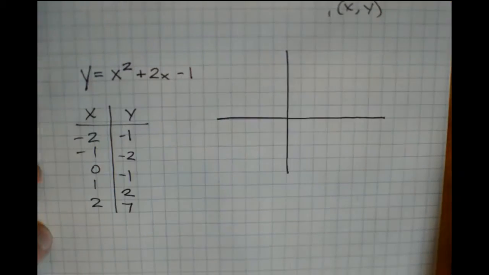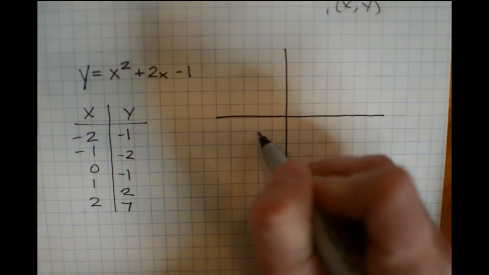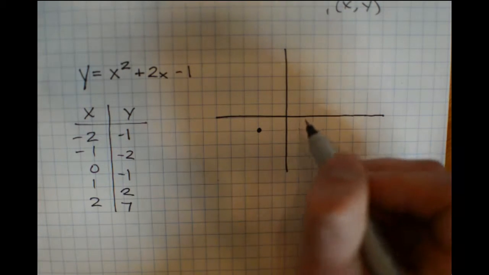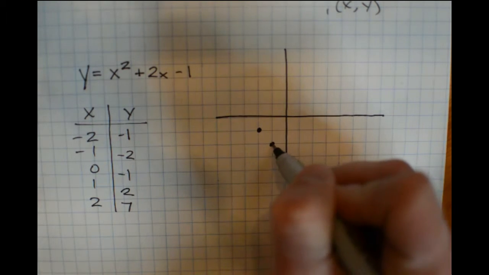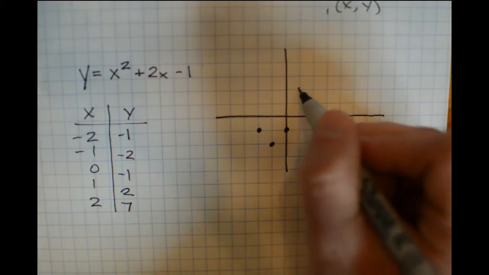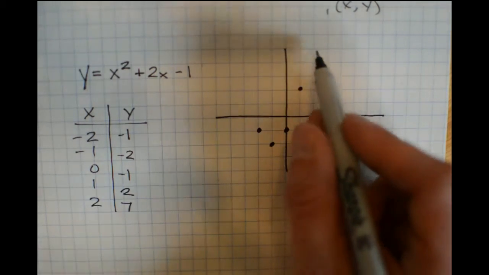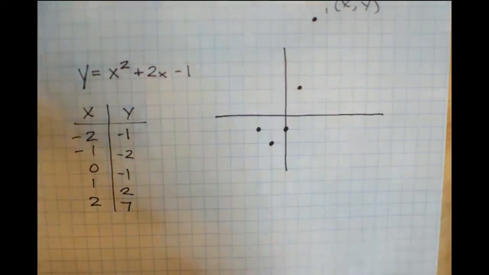So I have my xy chart, and I'm going to go ahead and just plot those points. So at -2, I'm down at -1. At -1, I'm down at -2. At 0, I'm down at -1. At 1, I'm up at 2. And at 2, I'm over at 7. 1, 2, 3, 4, 5, 6, 7. Kind of way up there.